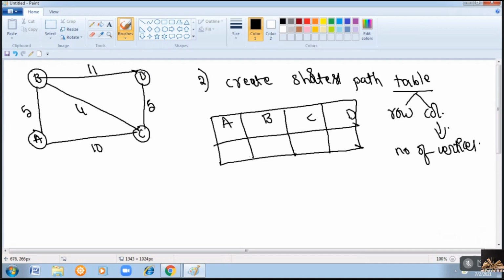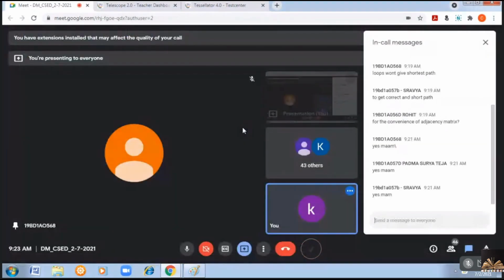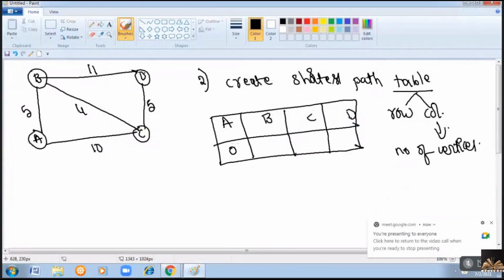We have 4 columns. Now these columns are to be filled with the weight. As A is your source, to reach from A to A you need a distance of 0. The remaining vertices are all infinity.